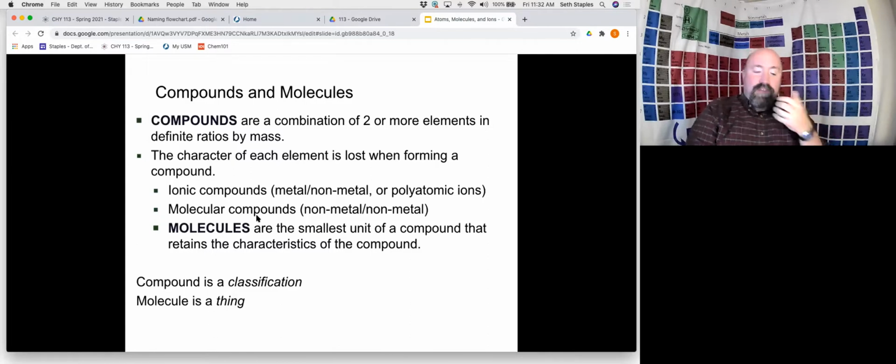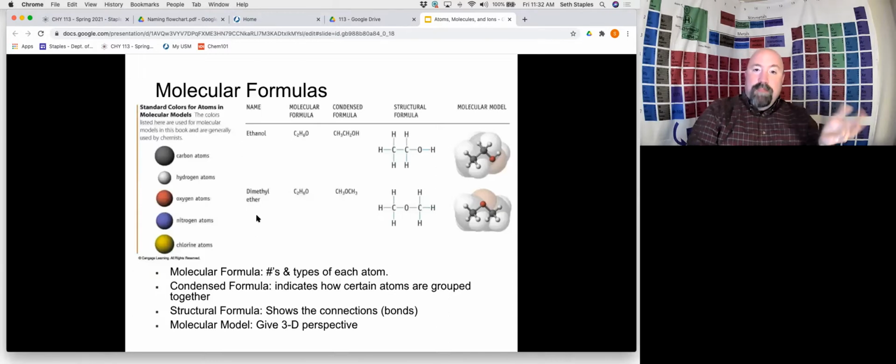And so I like to make that differentiation so you know what we're talking about when we use those two different terms, either a compound or a molecule. Molecular formulas, which will make up a big part of our conversation today. A molecular formula shows us the number and type of each atom within a molecule.